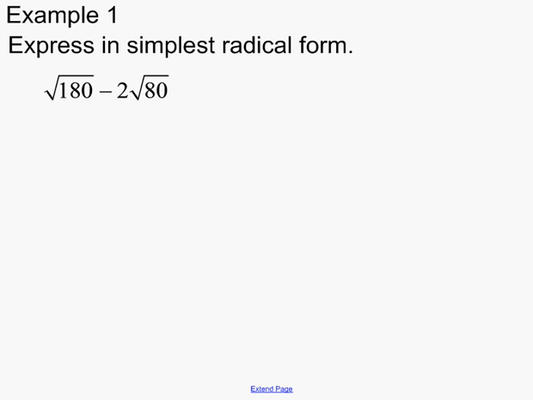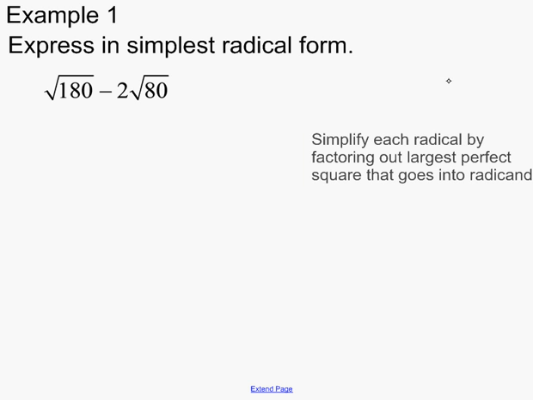Okay, example 1, express in simplest radical form. Okay, so what you want to do first is simplify each radical by factoring out the largest perfect square that goes into the radicand. So we looked at this in our previous video. So we want to simplify radical 180, excuse me, I'm looking at this one here. We want to simplify radical 180, so let's do it.